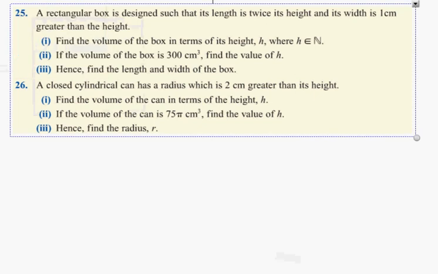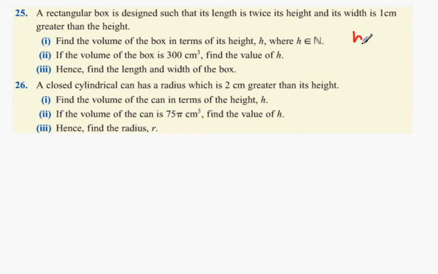Now, first one, the rectangular box is designed such that its length is twice its height, and its width is 1 centimeter greater than its height. Find the volume of the box in terms of its height h. So its height equals h, its width is 1 centimeter greater than its height, h plus 1.